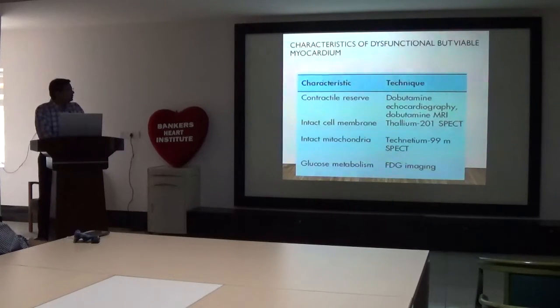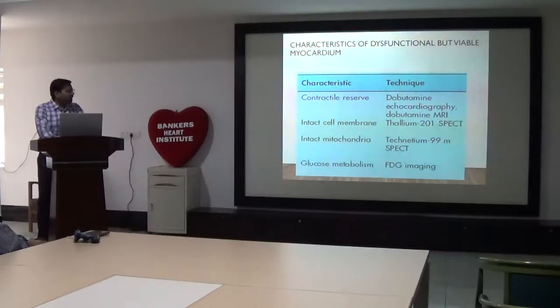Now, this is for the revision. The contractile reserve will be assessed by the dobutamine echography or the dobutamine MRI. Intact cell membrane will be assessed by the thallium-201 SPECT. Intact mitochondria will be assessed by the technetium-99 SPECT. And the glucose metabolism will be assessed by the FDG imaging, that is the PET scan.